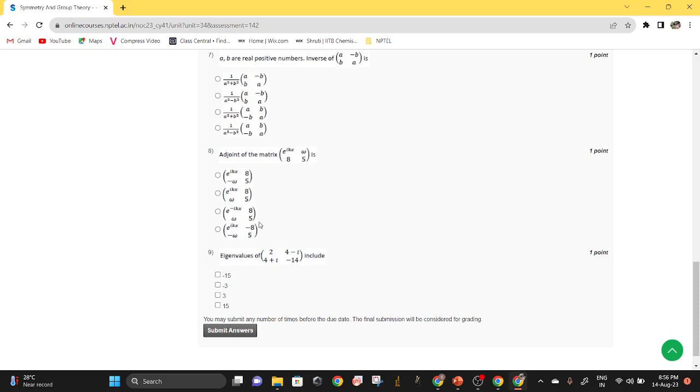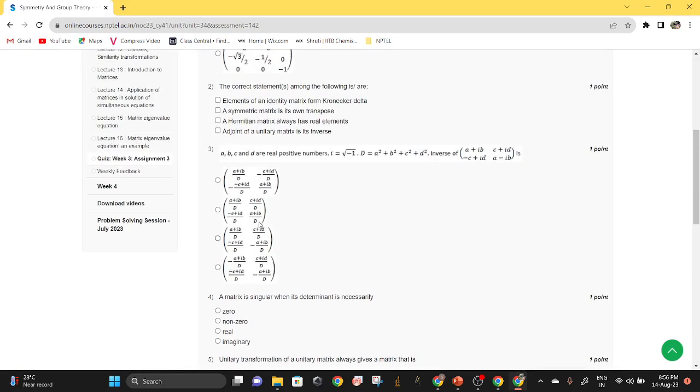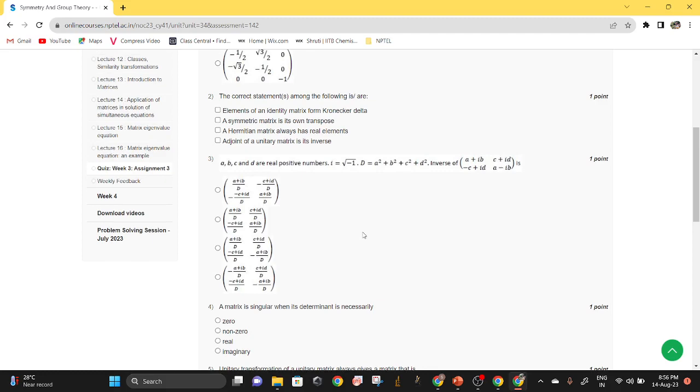And in question number three, ma'am, I tried multiplying the inverse with the original matrix, but I was never getting one. With all four options I multiplied, but none of the options was coming, though when we multiply, it should come. Let me see. Shall I do it now or next time?